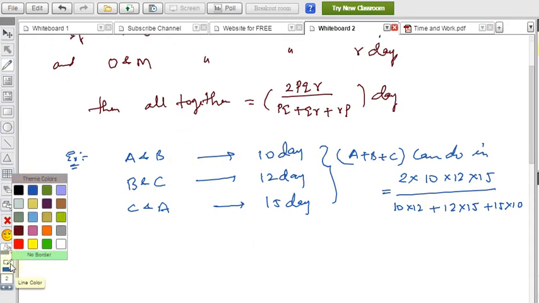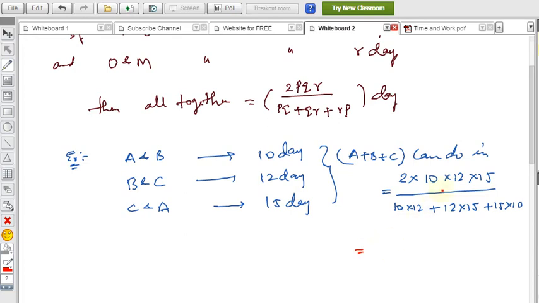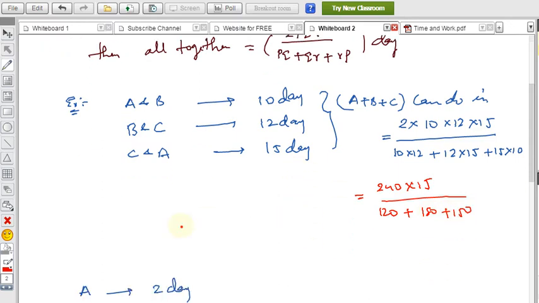Now these are the numbers we need to simplify. 2 into 10 into 12 into 15 is 240 into 15, and the denominator is 120 plus 180 plus 150, which is 450. So 240 into 15 by 450 gives 8 days. Only in 8 days A, B, C all together can complete the work. Okay, this is the method.